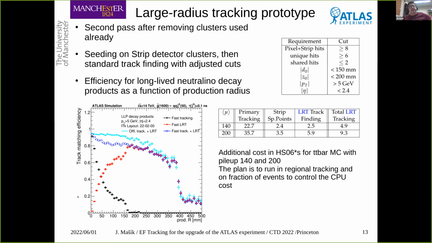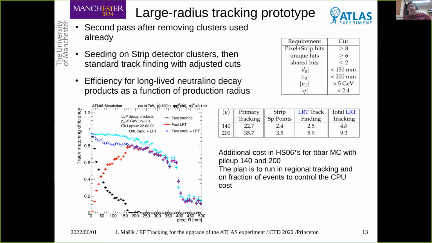And you can see the comparison of the efficiency between the default and fast tracking reconstruction in blue, and how basically the fast tracking reconstruction efficiency goes down as a function of production radius, but it's compensated by the increase of the reconstruction with the large radius tracking.